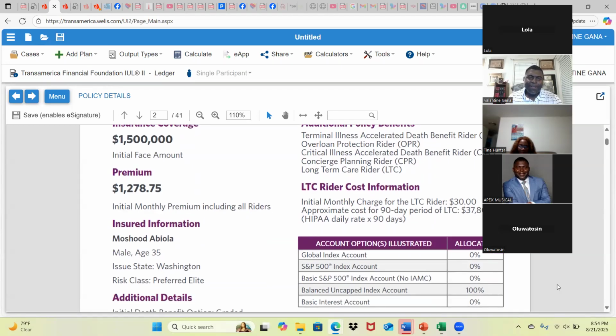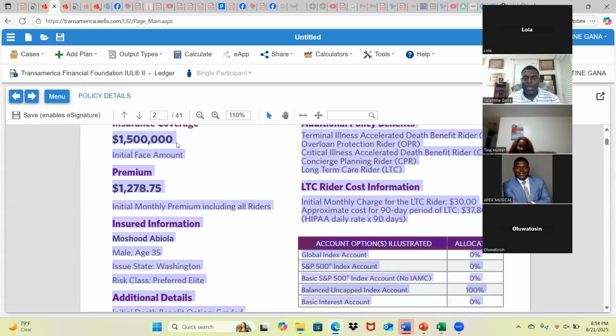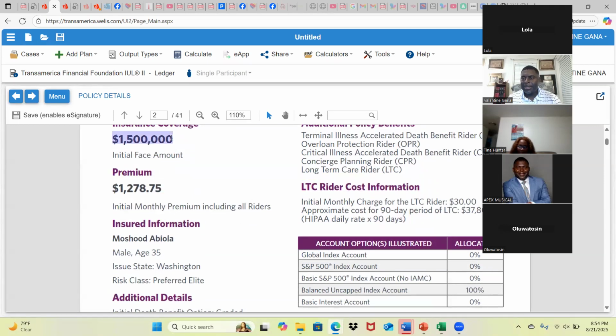So premium 1,278. Now you see, for a 35-year-old, for a $1.5 million policy, and this is not a policy, guys. This is an investment. If anybody tells you that this is a policy, tell them lie. It's one of the best investments you'll ever see.